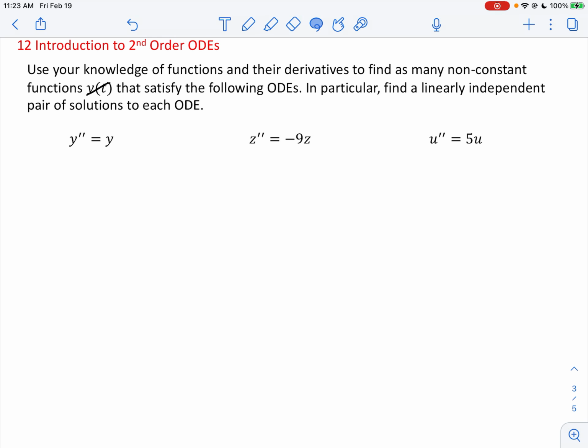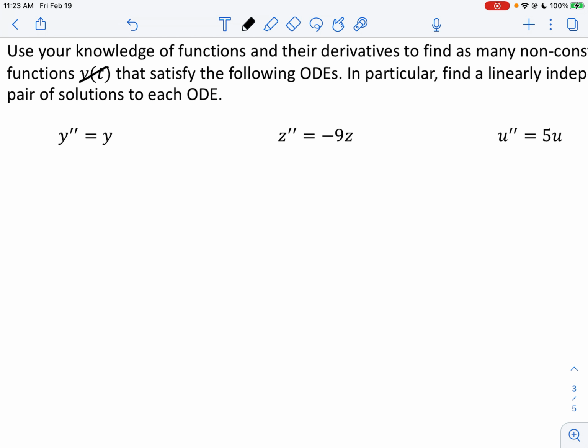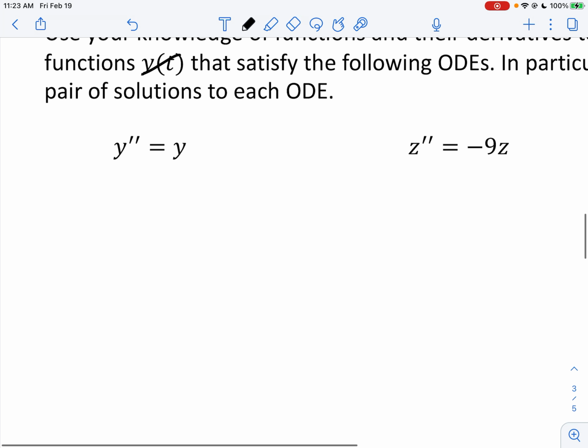Okay, so these are very basic second-order differential equations: y double prime equals y. We're trying to find a function that when you differentiate it twice, it's the same thing as what you started with. Now, the obvious answer to this one is e to the t. We'll use t as our independent variable for all of these. y equals e to the t.